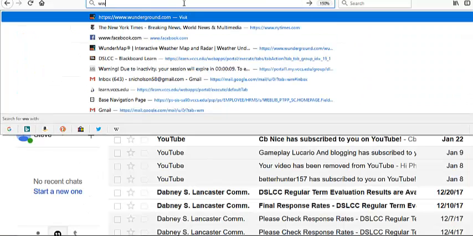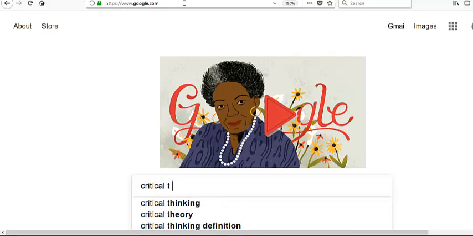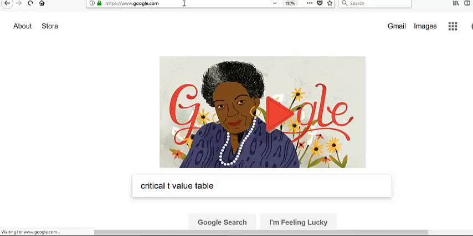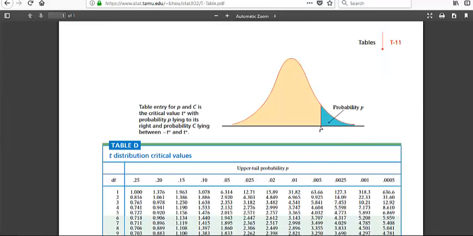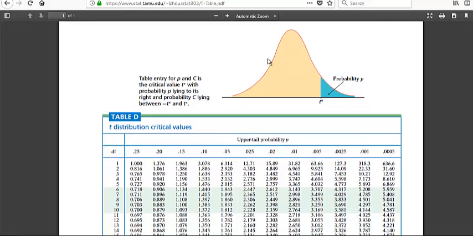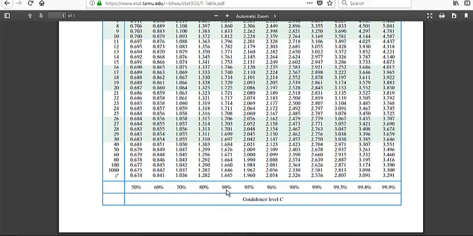But you go to Google and you search for critical t-value table. And the first choice is that. So we're going to use this table. And you can see it has this distribution. This is what's called a t-distribution, not the z-distribution. In this table, the left-hand column is the number of degrees of freedom, which we said was 19, 20 minus 1. And then at the bottom of the table, you've got confidence intervals.